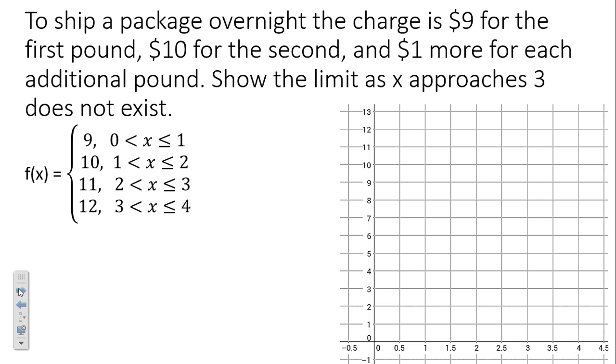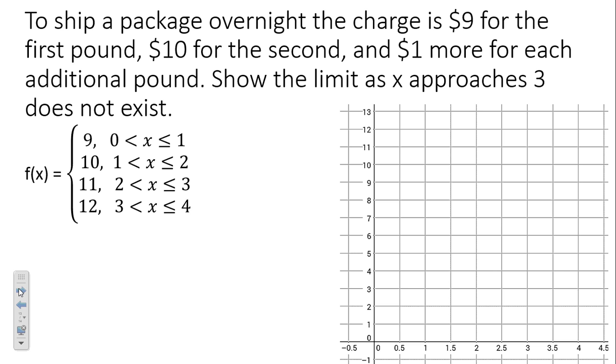Have to hire people to deliver it. We have to have our computer systems that track it and let you know where that package is on your phone and all that fun stuff. So this is all bundled into that. Once you get to 10 pounds, it's $1 more. And once you hit 11 pounds, it's another $1. So then, of course, with more weight, it has more cost to it. So we want to show that the limit as x approaches 3 does not exist.